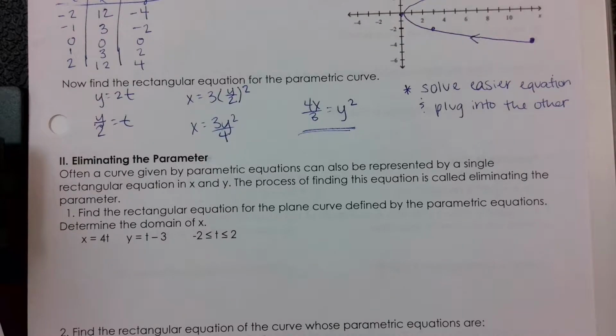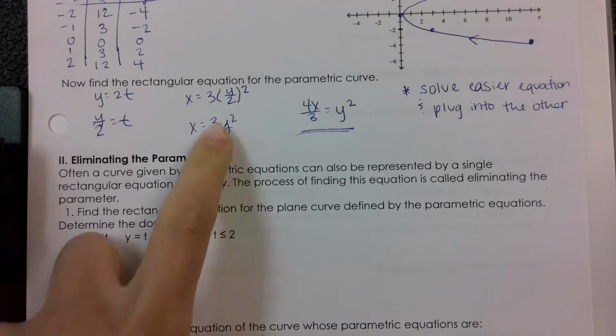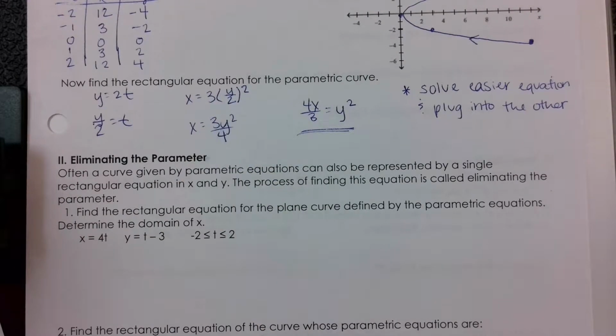Alright. Is that okay? Here, 2 squared. Is that alright? Any questions?